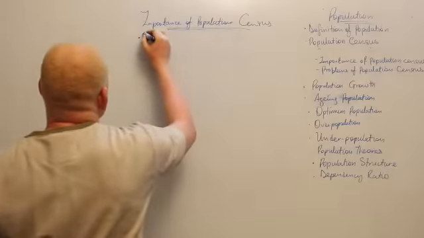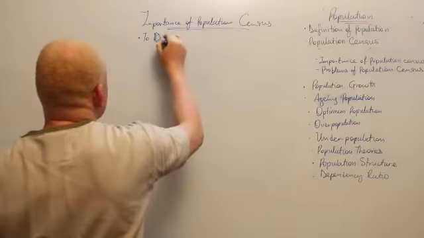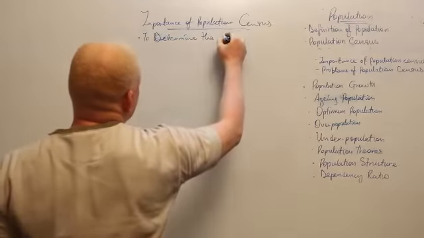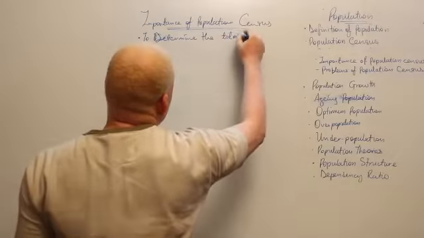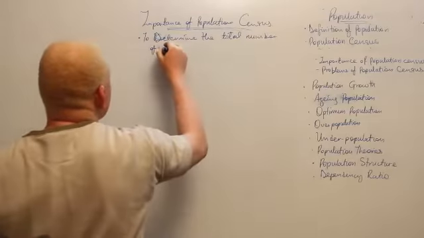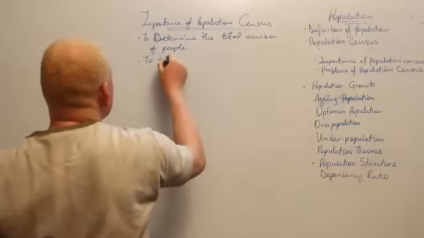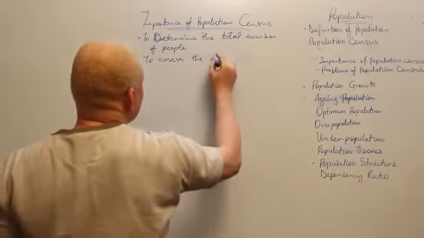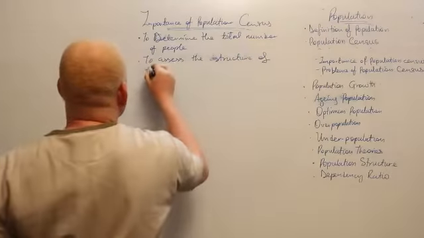What are the reasons for which we could conduct population census? Number one, to estimate or determine the total number of people. Number two, to assess the distribution or structure of the population.